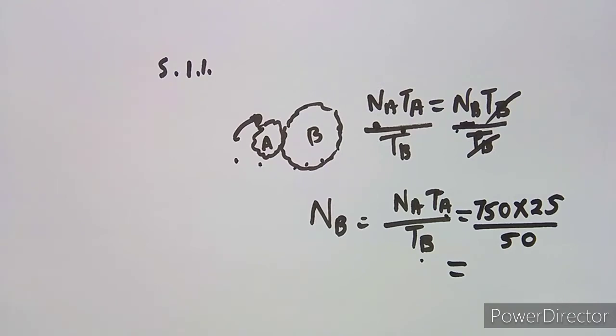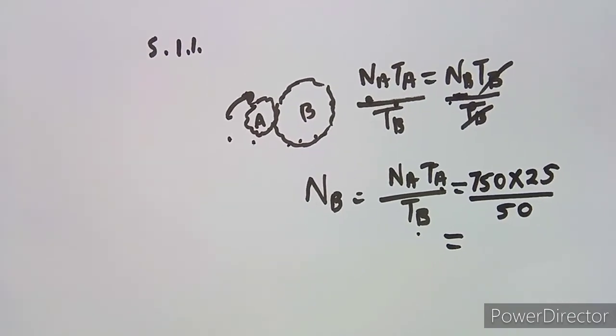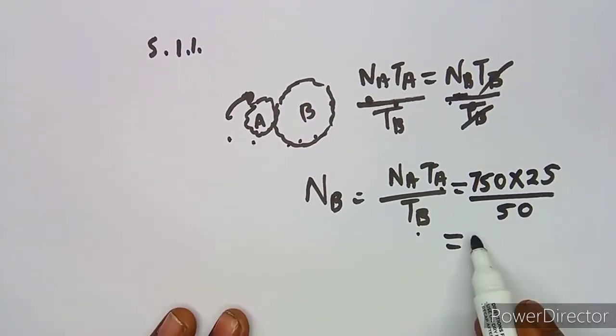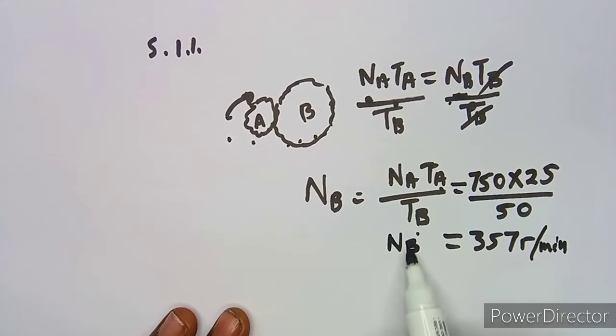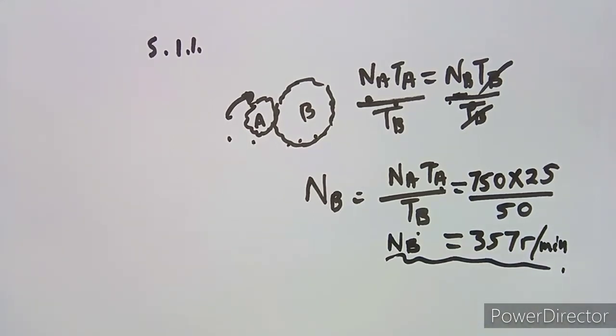So I can simplify this at once using my calculator. You're going to obtain 375. Remember, the first one was in revs per minute, so definitely this one is also going to be in revs per minute. So this is going to be your NB, which is the rotational frequency on gear B. So that's how you take this relationship, guys.